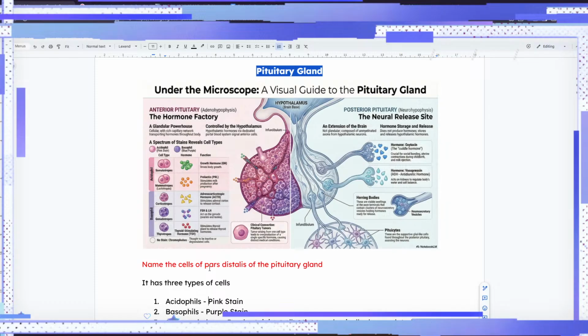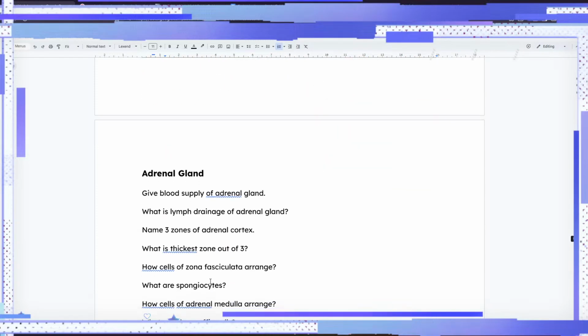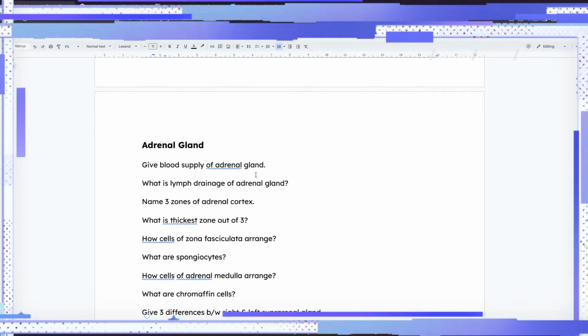All righty. So I'm back. Anything I miss? I'm not sure. I don't think so. Life is quiet, which is good. So we finished with the pituitary gland. Time for the adrenal gland.